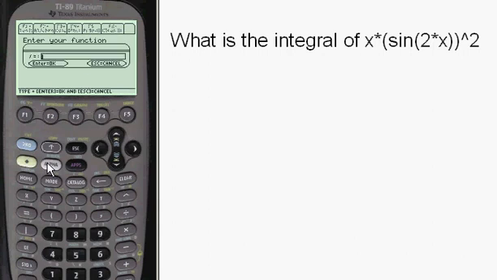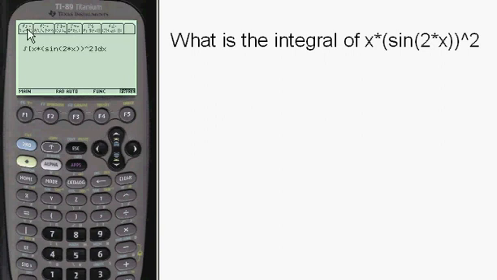We have to press alpha first, alpha x times left parenthesis, second y is the sine function, 2 times x, right parenthesis and then right parenthesis, and then squared. And we press enter. See if we've entered it right. Looks pretty good to me. You can change it if you want, but I say it's okay. And we're going to do the problem.